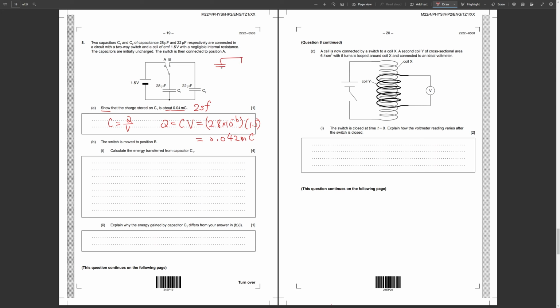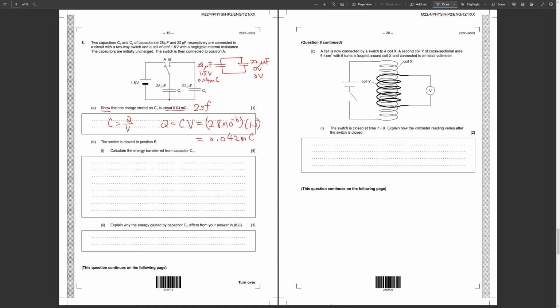In part B, the switch is moved to position B, therefore you have the following circuit. You have C1 on the left and then C2 on the right. The C1 on the left is 28 microfarad. The voltage is 1.5 volt and the charge stored is 0.04 millicoulomb. On the right hand side the capacitance is 22 microfarad. The voltage is 0 and the charge stored is 0 as well.